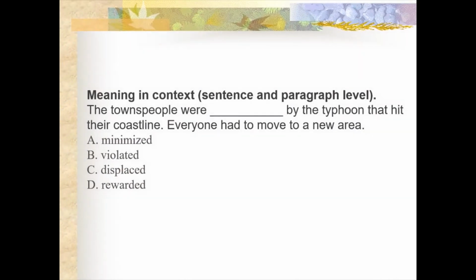Meaning in context, sentence and paragraph level. The townspeople were blank by the typhoon that hit their coastline, and from the context, the teacher creates a perfect or a good context from which the students will be able to identify the right words.